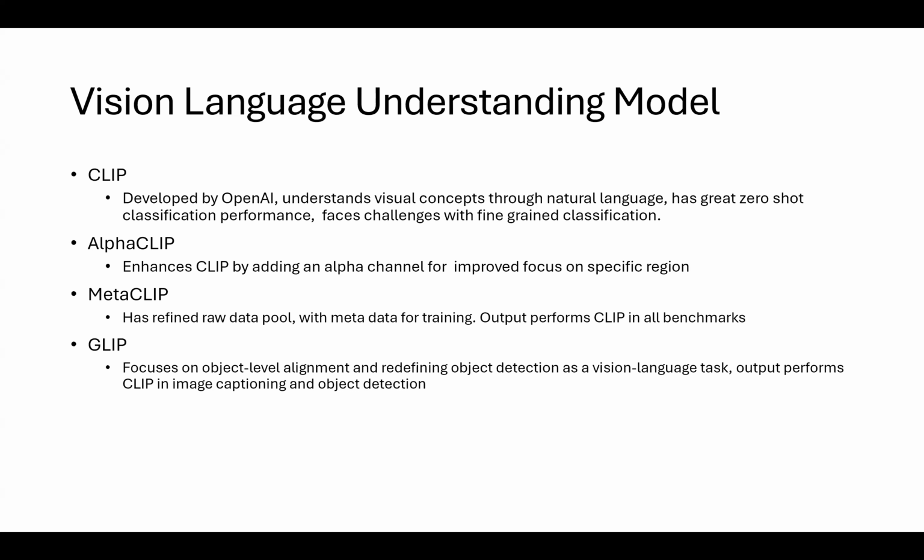And then MetaCLIP. Basically, the beauty of the CLIP model is from its data and not the model itself. So MetaCLIP has better training data. It is basically the same training data as CLIP, but the quality has increased, and along with the raw data, it has also been trained on the metadata of the photos, because of which it outperforms CLIP in all the benchmarks. Then there is a version of CLIP which focuses more on object-level alignment and object detection.